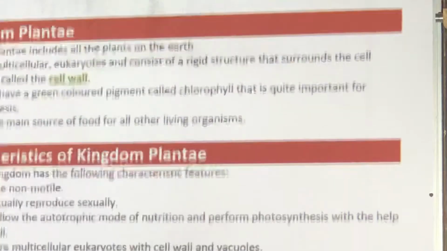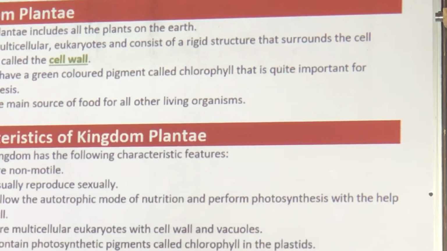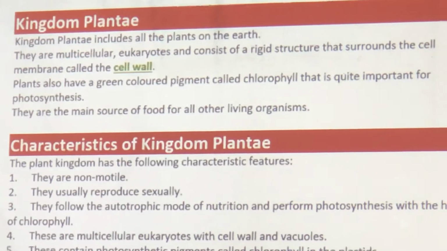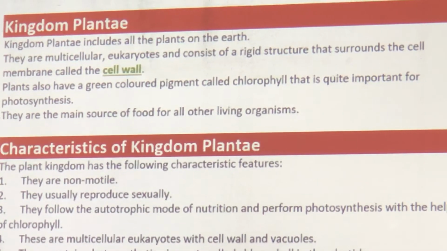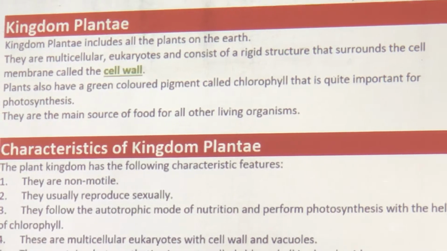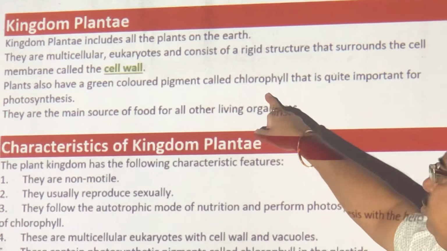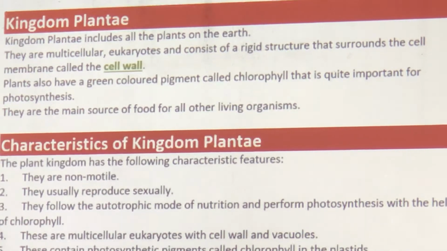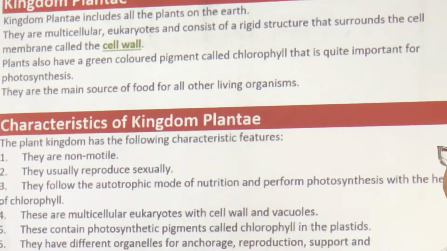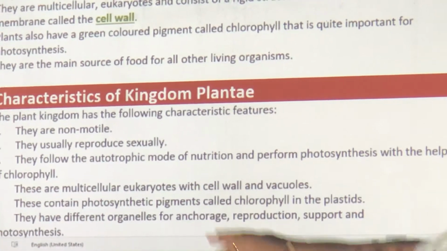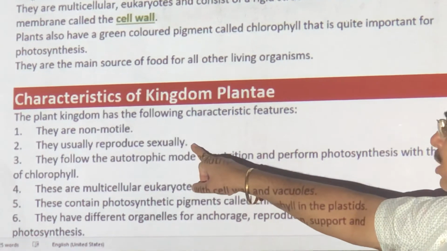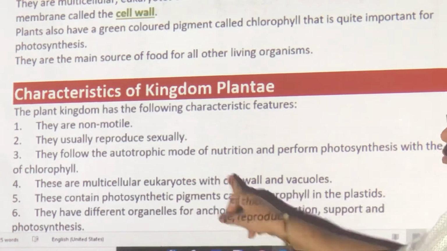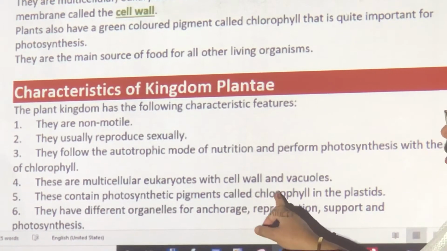We have to study Plantae, that is our syllabus. Kingdom Plantae includes all the plants, no exception. Number 2, they have cell wall. They are eukaryotes, multicellular, we have already seen that. And they have chlorophyll for photosynthesis. They provide the food for all living organisms. So what are the characteristics? Right, for 2 marks we have to write 4 points. They do not move, they reproduce sexually mostly, they prepare their own food, they are multicellular eukaryotes with cell wall, they contain chlorophyll, they have organelles.